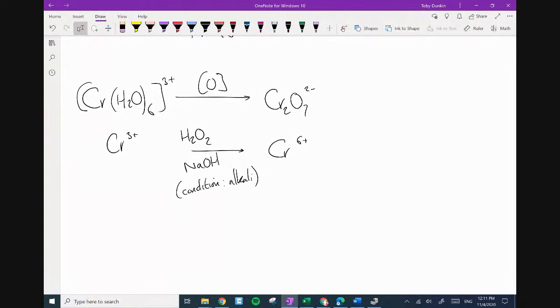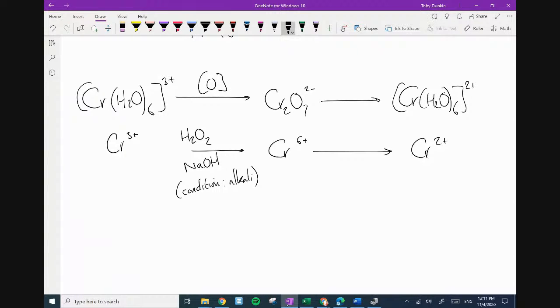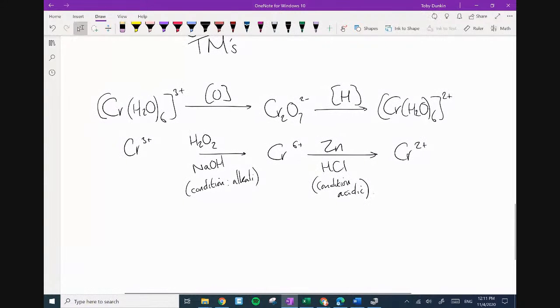Now we've got to +6. What I want to now do is take it back down to +2, chromium 2+. So now we're going to reduce it to the chromium hexaaqua 2+. I want to see the blue color. Now I'm going to add a reducing agent, which is what the H in capital letters stands for. The reducing agent for transition metals is zinc and HCl, the opposite condition. Condition, acidic. That's the one, and it'll go all the way down to 2 and stop.